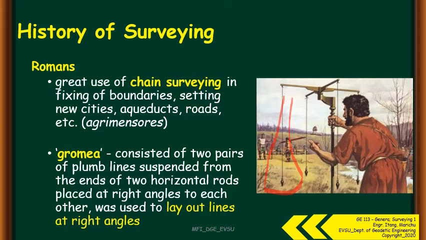Two horizontal rods placed at right angles to each other to lay out a line at a right angle. So, in laying out the boundaries of land, since they didn't have a theodolite or a total station yet, this is what they used to lay out straight lines.